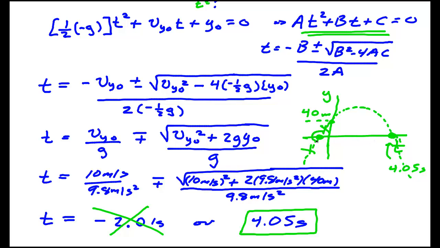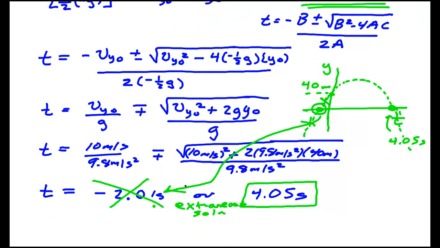This extra time, this negative time that we got over here, is called an extraneous solution. Often when solving a problem, you may have extraneous solutions because of the way you did the math. You must use your physics knowledge and your understanding of the problem when you have one of those to eliminate it. All right? It is not a real physical solution.